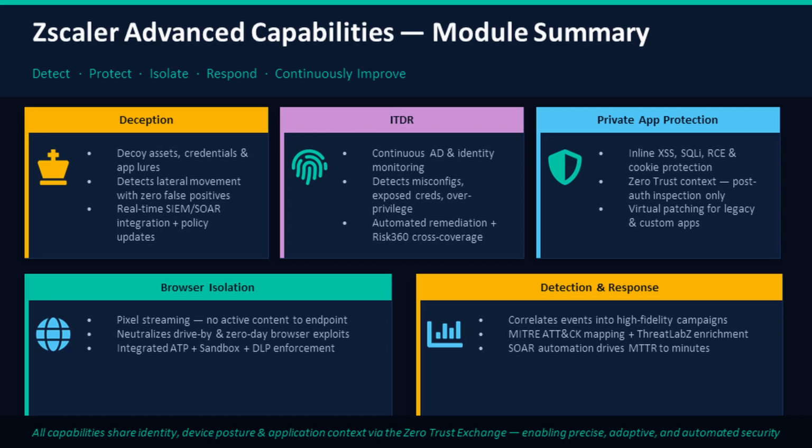Private App Protection brings application layer security to private applications accessed through ZPA. Inline inspection for XSS, SQL injection, remote code execution, and cookie poisoning. Operating within the zero-trust context, so only authenticated, authorized traffic is inspected. Virtual patching capabilities reduce the exposure window for known vulnerabilities, providing a critical compensating control for legacy and complex applications.